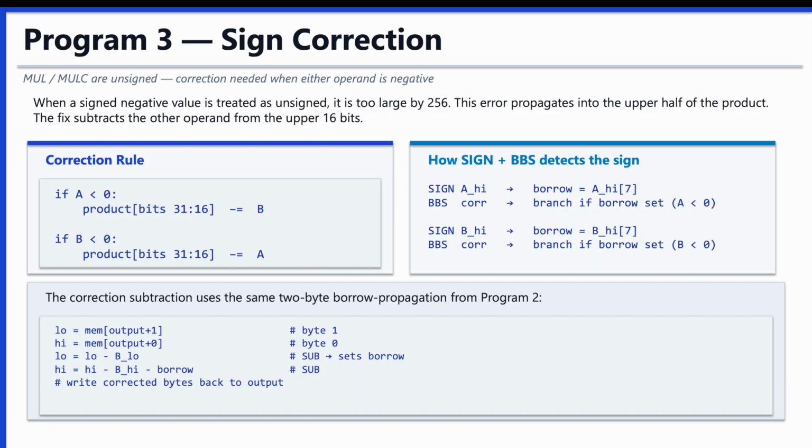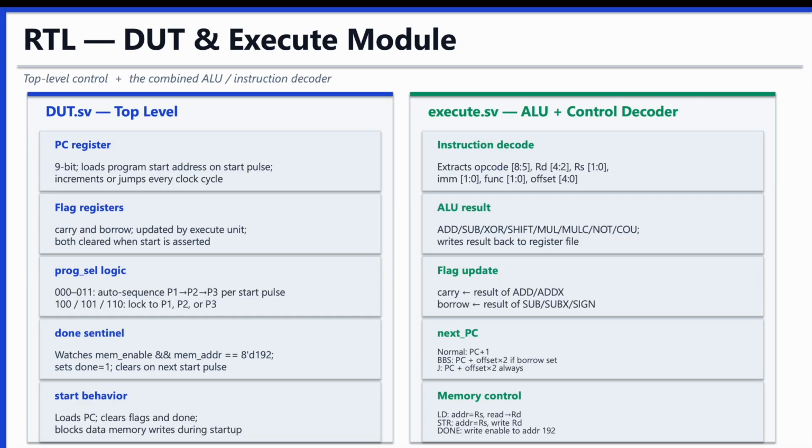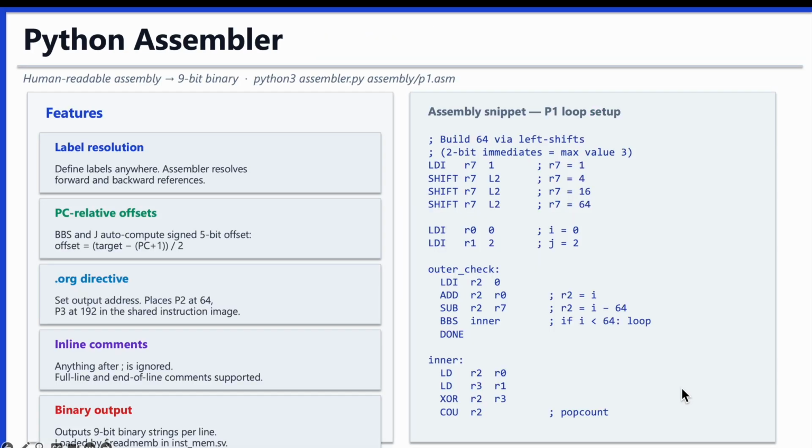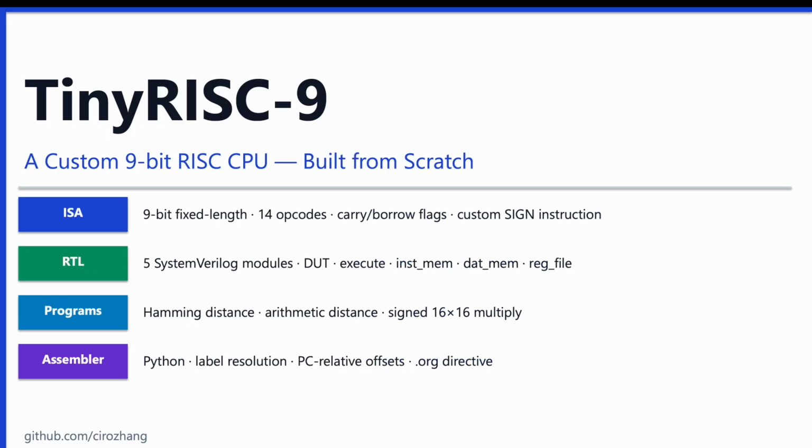It's a bit of a mouthful, but here's more about the actual SystemVerilog logic. Not much to say here, and also our files. We have an instruction memory file, a data memory file, and a register file in a simple Quartus viewer that we compiled, and also the Python assembler, which essentially just maps these assembly snippets, this is our program 1, and then we map them into the machine code. And that's about it.